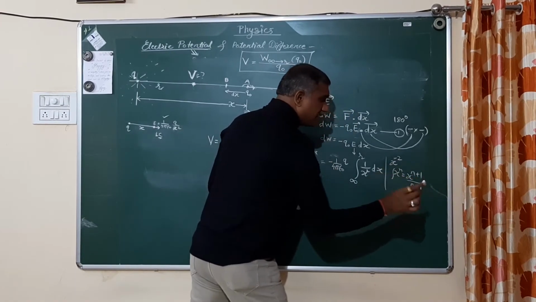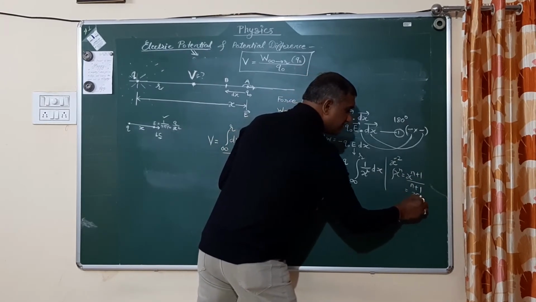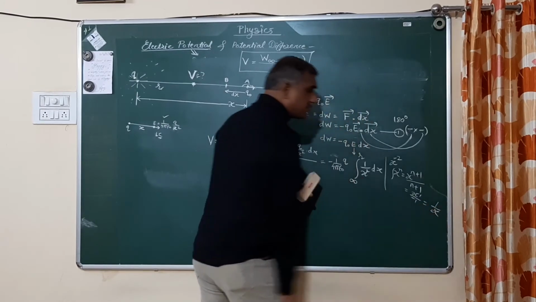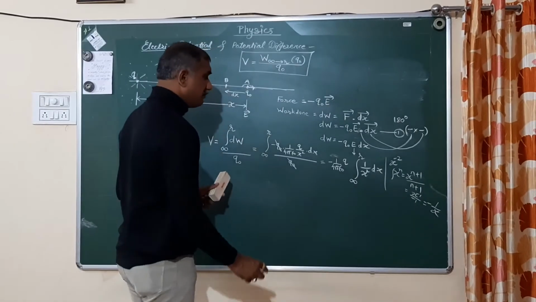Minus 2 plus 1 becomes minus 1. That means x to the power minus 1 divided by minus 1, that is exactly equal to minus 1 by x.